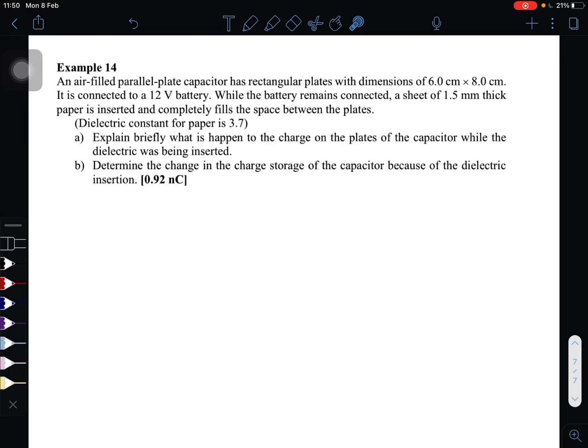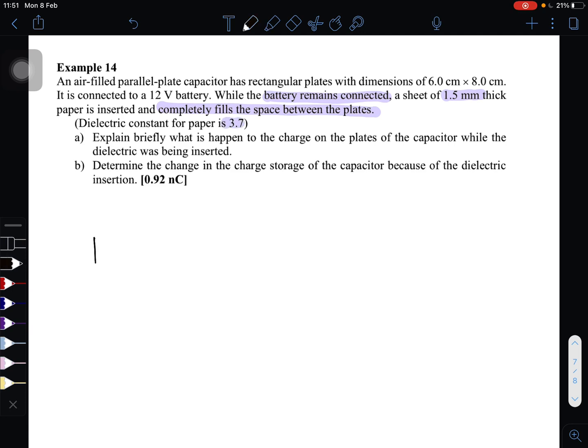Okay, now we look at the last example in this chapter, example 14. An air-filled parallel plate capacitor has a rectangular plate with dimensions of 6 cm times 8 cm. It is connected to a 12-volt battery. While the battery remains connected, which is very important information, a sheet of 1.5 mm thick paper is inserted and completely fills the space between the plates. The dielectric constant for the paper is 3.7.